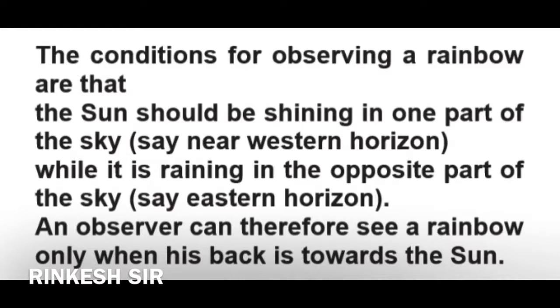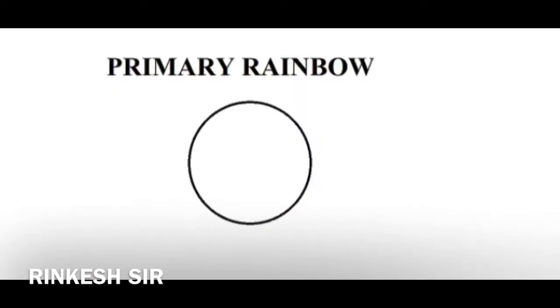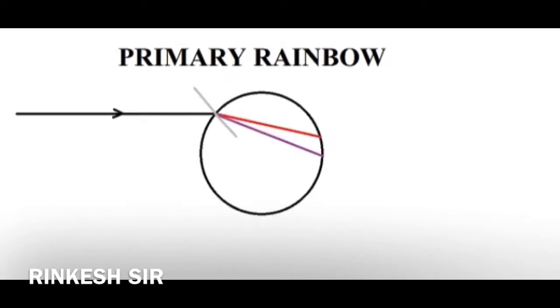In order to understand the formation of rainbows, let us consider it diagrammatically. First, let's see about primary rainbow. Okay, you can see this as a water droplet. We are considering this as a spherical water droplet. Now you can see here that a ray of sunlight is incident on the first surface of the water droplet. This gray line, we are considering it as a normal.